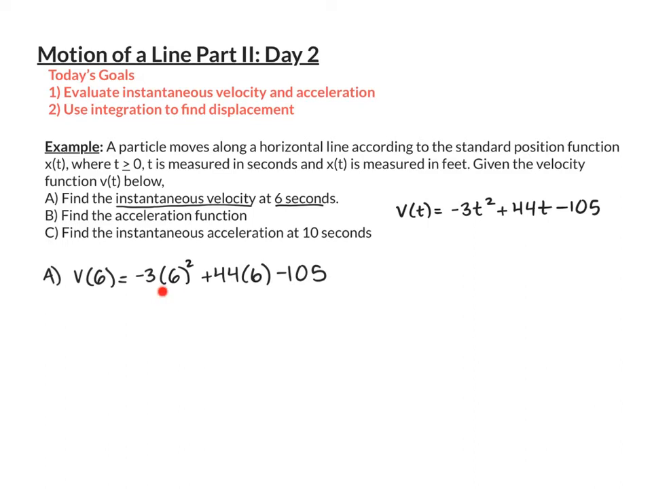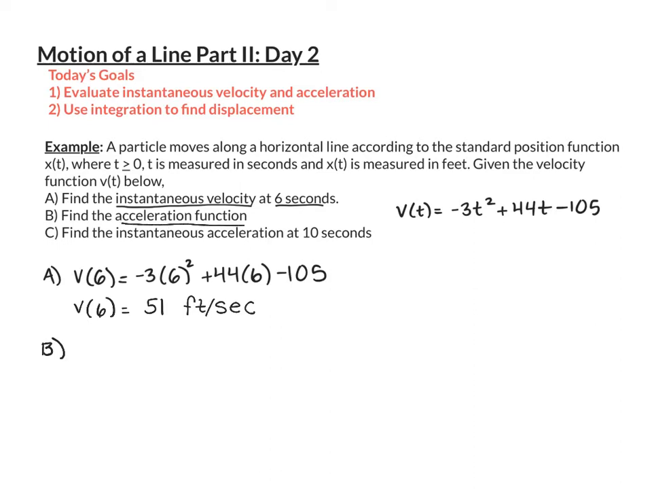Go ahead and type all of this into your calculator, pause the video, and then hit resume when you're ready for the answer. Okay, so I got that v of 6 is equal to 51. That just means my instantaneous velocity is 51 feet per second, if you want to be specific about the units. Okay. Part B says find the acceleration function.